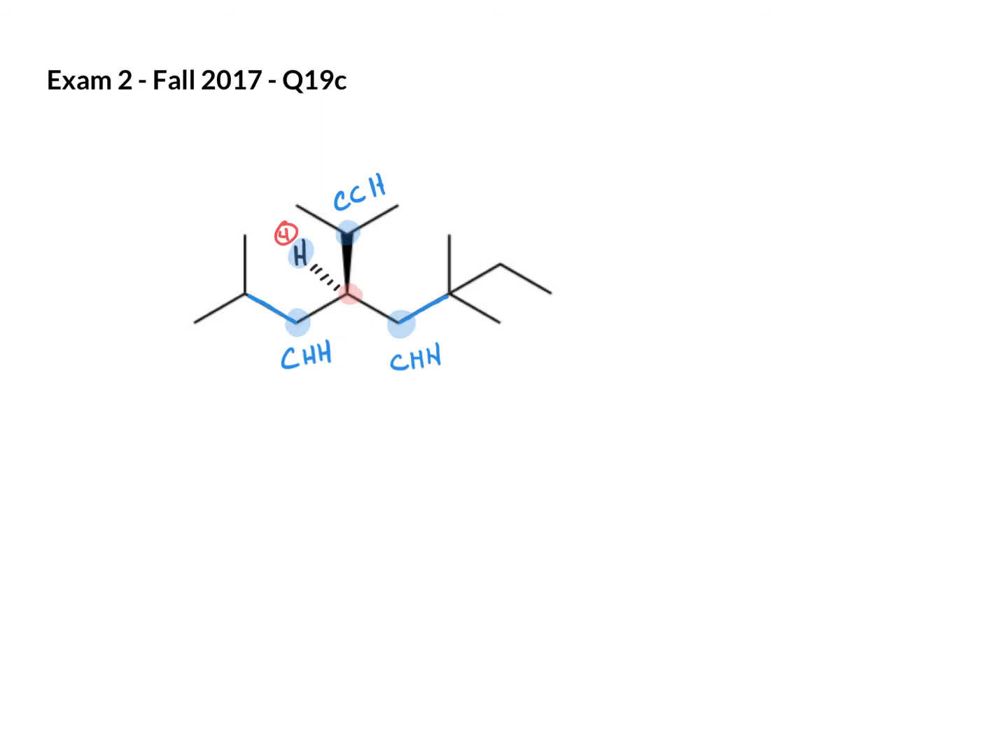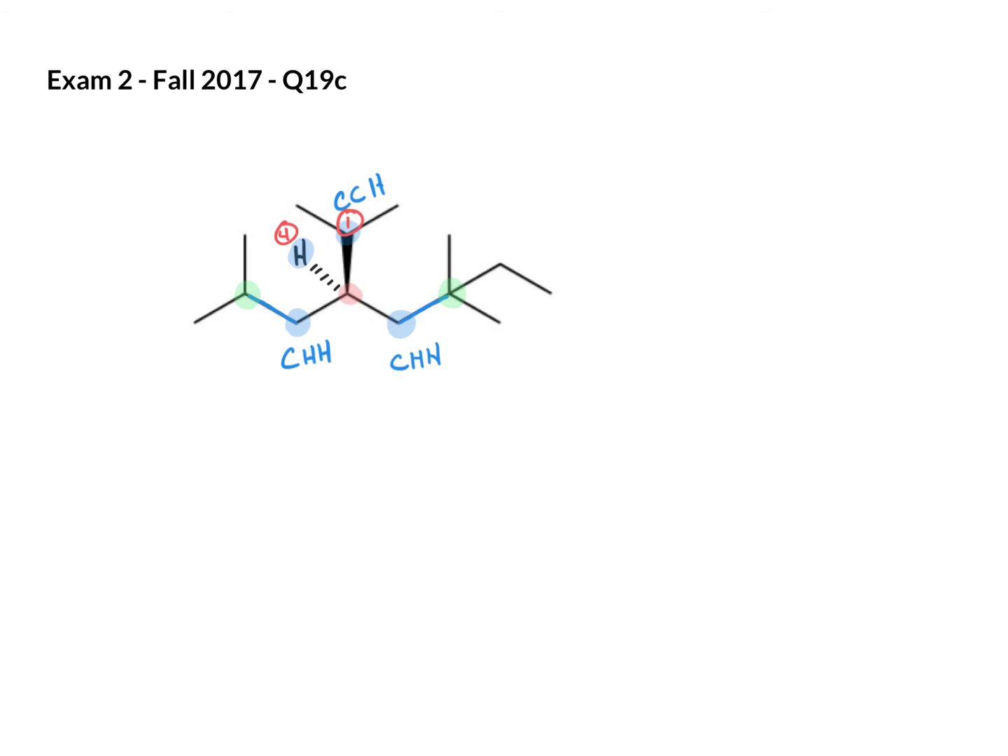So based on that, we can go ahead and give priority 1 to the group on the top because 2 carbons beat 1 carbon. The 2 on the bottom are tied, so we need to move out 1 space in each direction. So I'm going to move out to here and here and do a comparison.